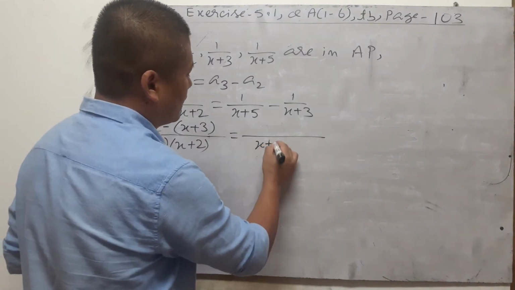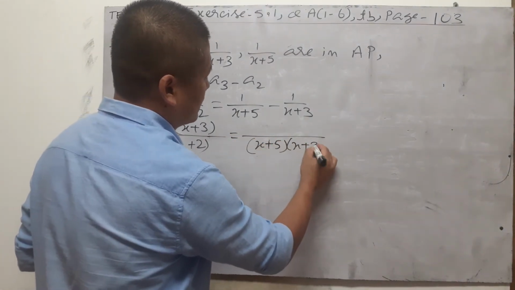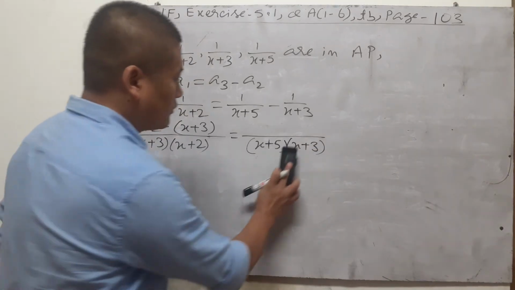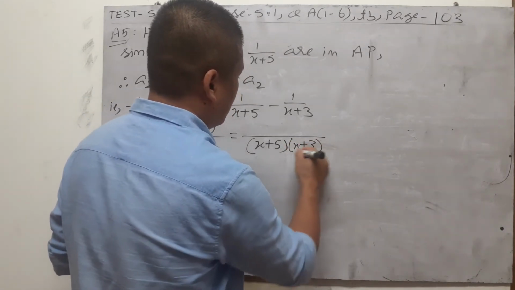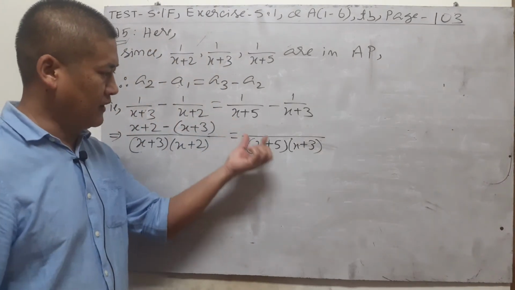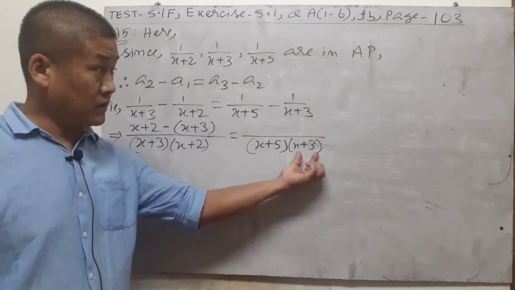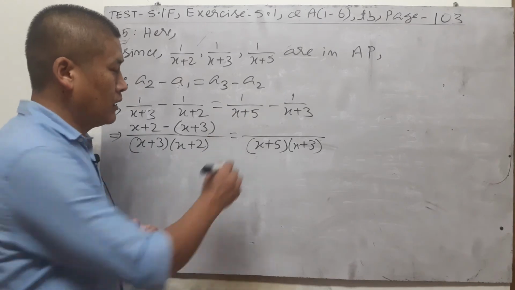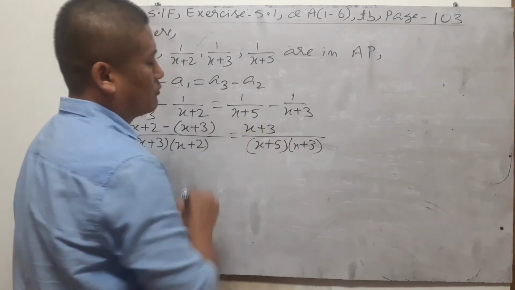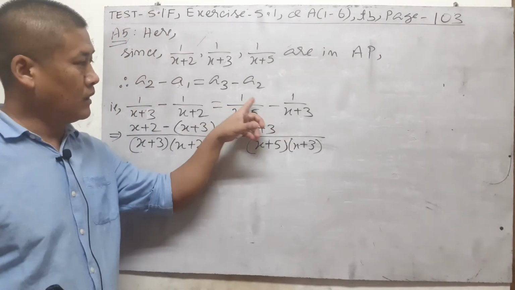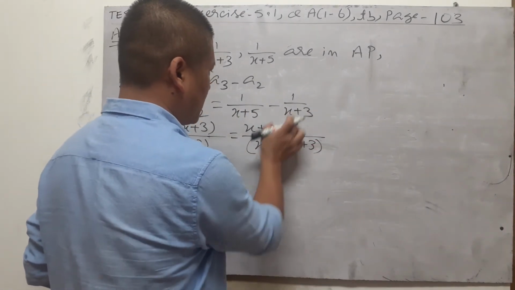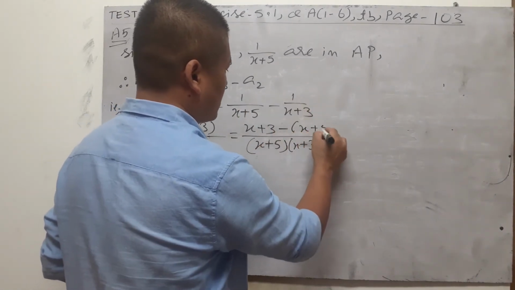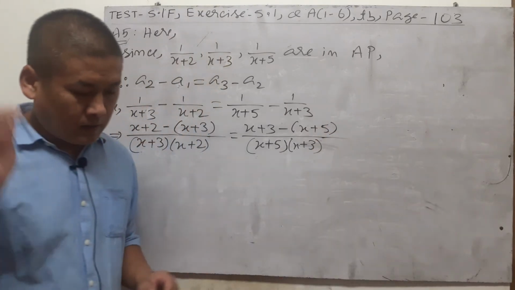Similarly, x plus 5 into x plus 3 is the LCM of the two denominators on the right side. Then the first denominator is x plus 5, which is this, and the missing one is x plus 3. So x plus 3 into 1 is x plus 3. No need to put bracket for that because this is plus 1. But here minus 1, so we need to put a bracket, and x plus 3 is here, and x plus 5 into 1, x plus 5. Hope you're getting it right.